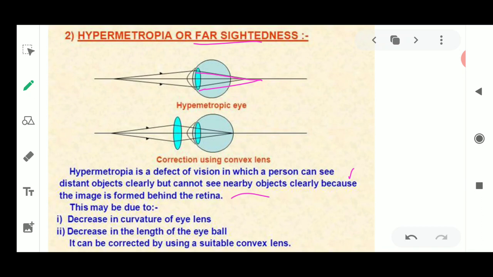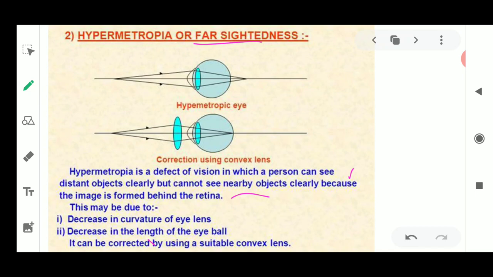So hypermetropia is a defect where a person is not able to see the nearby object clearly. If the light rays are coming from a distant object, they are already diverged, and they enter inside the eye lens and get converged at one point. But this point is lying away from the retina, and we are not able to see the image very clearly.